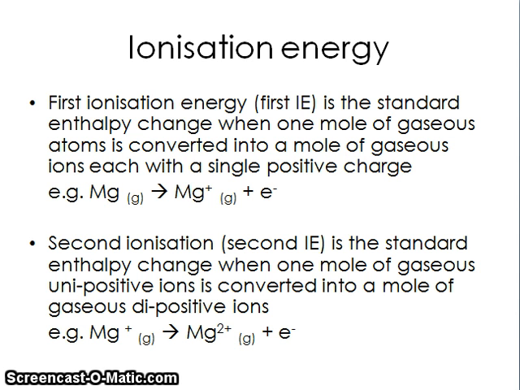Our second ionization energy, which is second IE, is the standard enthalpy change when 1 mole of gaseous unipositive ions is converted into a mole of gaseous dipositive ions. This is quite commonly written wrongly in exam questions, because students don't start from the unipositive ion, they start from an atom. For the second ionization energy, you have already got a unipositive ion, so in this case you've already got Mg+ and you're making it into Mg2+, so make sure you get that straight.